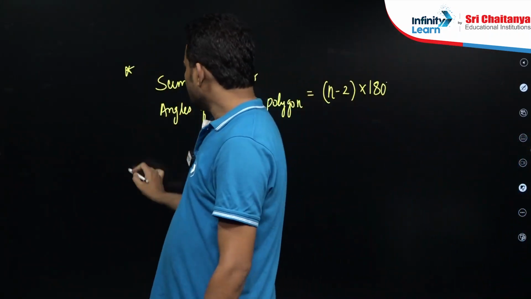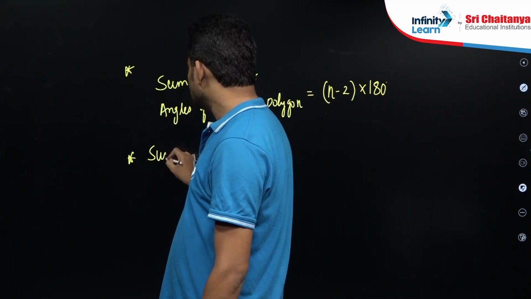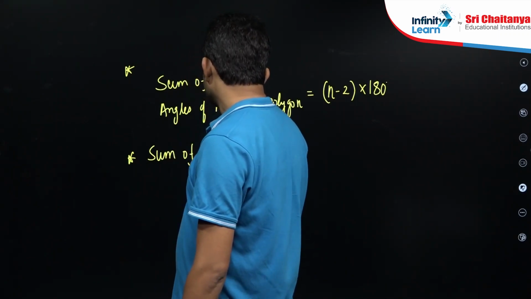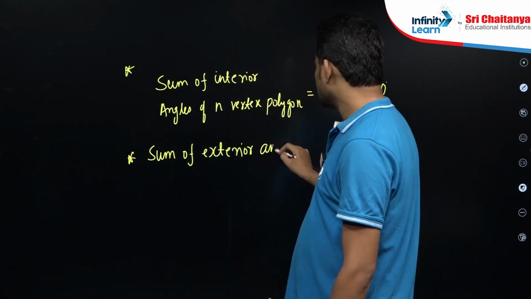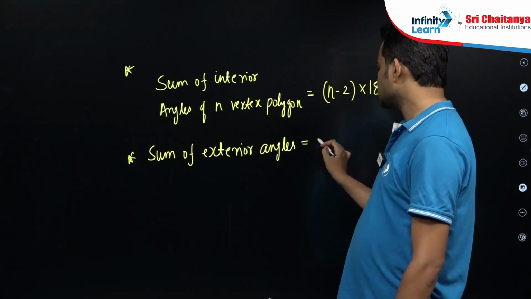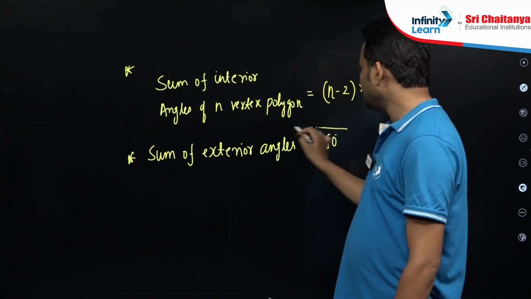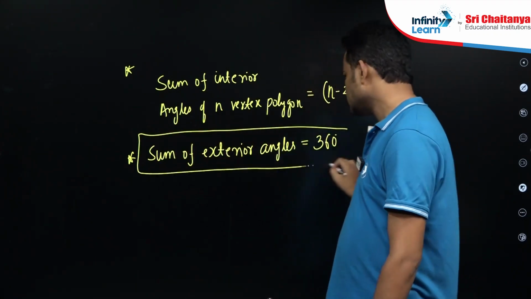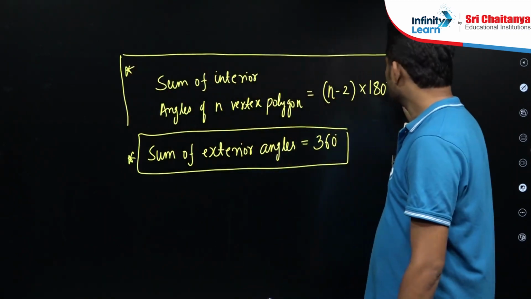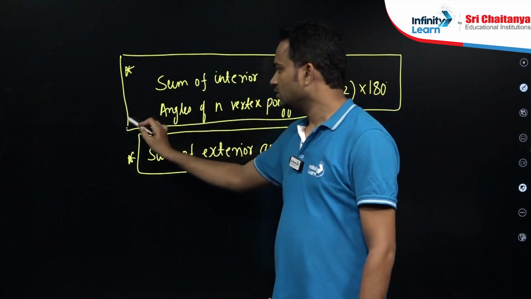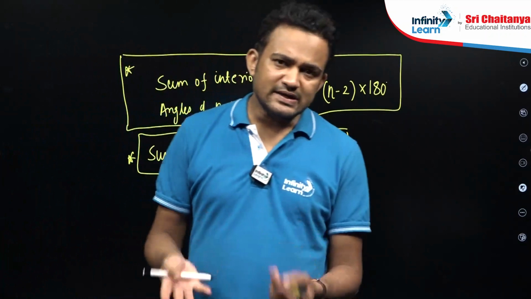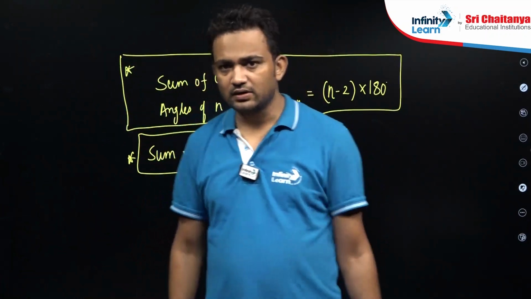Right? And what about the sum of exterior angles? The sum of exterior angles is fixed for all types of polygon, that is always 360. So this is independent of the number of vertices or the number of sides. Okay, so please note down these two things together so that you can recall them during revision, right? So let us apply these concepts in the question part.